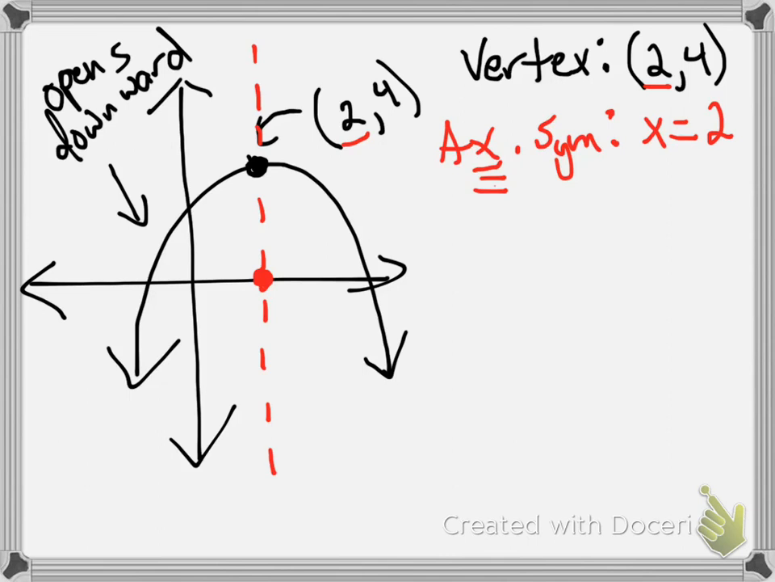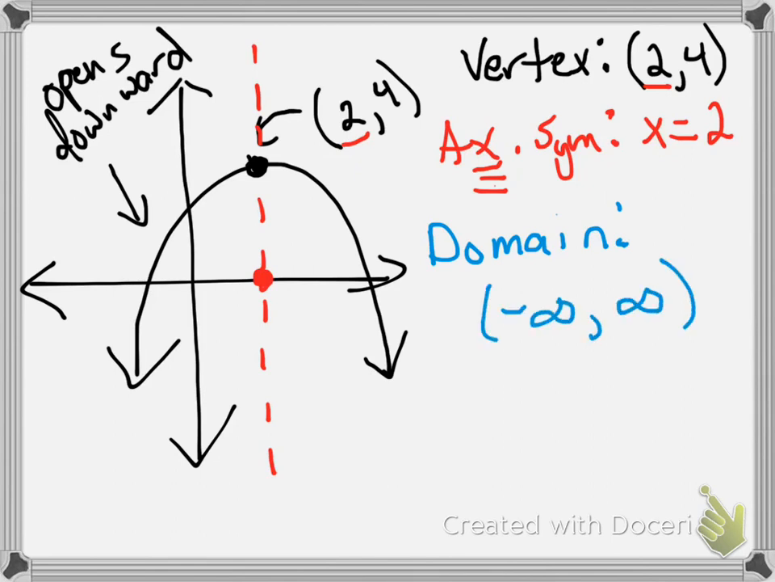Now, moving on, I'm going to hit two more things, and the third thing I'm going to hit is this concept of domain. And domain is the solution for all x values in this function. Now, for quadratic functions, your solution is always going to be this, negative infinity to positive infinity. Now, this is not a coordinate point. It's a description of left and right.